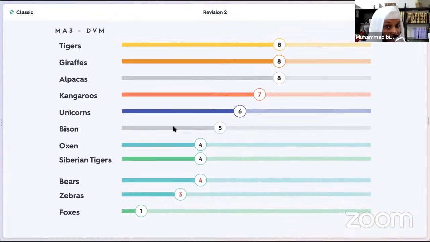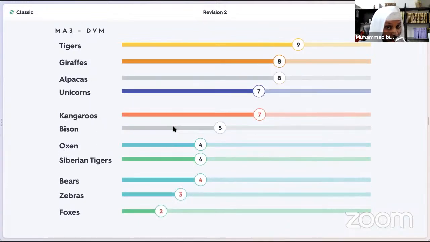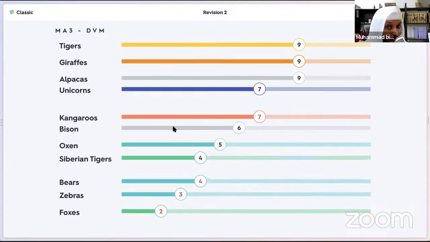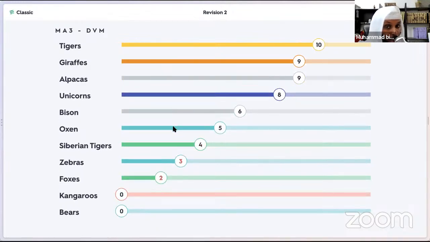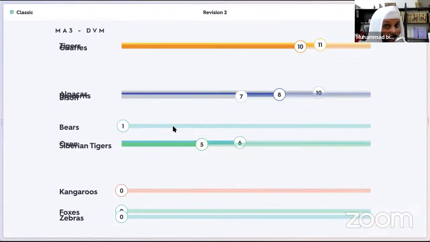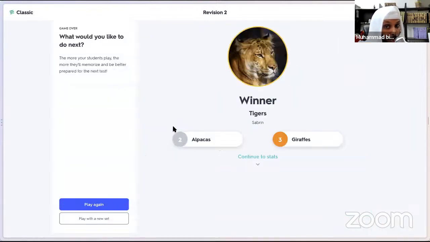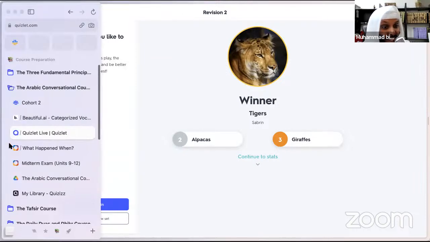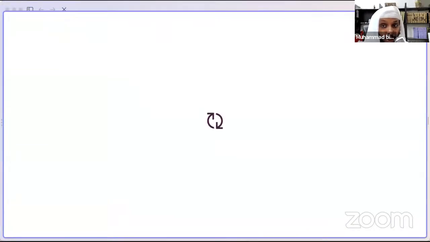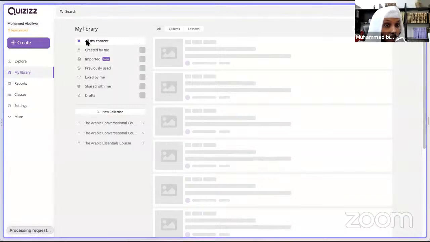Tigers are ahead. Giraffes are close by. But you never know. Don't give up. Anyone can make a mistake at any moment. Tigers are ahead. Alpacas catching up. Tigers in the bag. Alright. Mumtaz. Okay then. Now let's do quizzes then. Okay? We're going to do quizzes. The unit 15 and 16 quizzes will be ready in time for revision, inshallah.